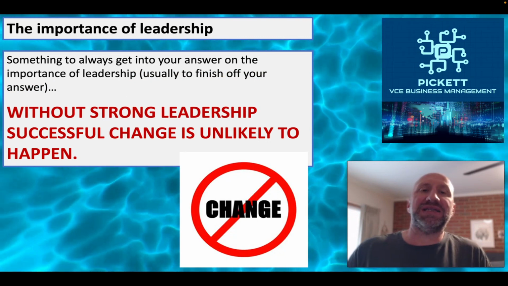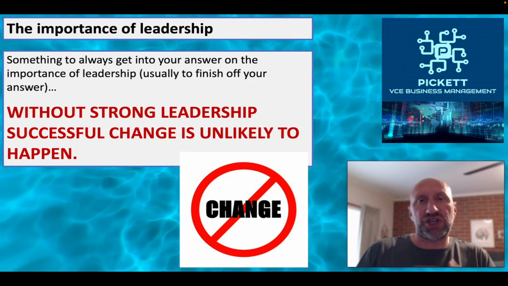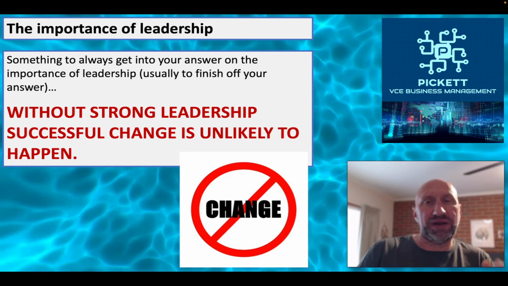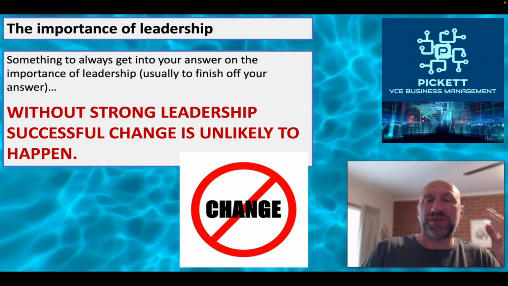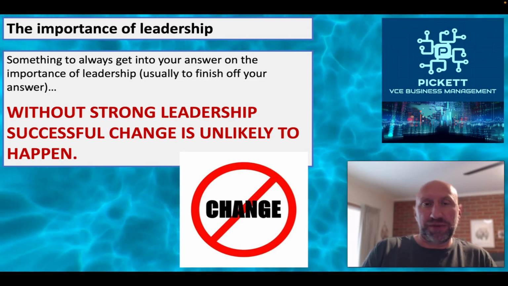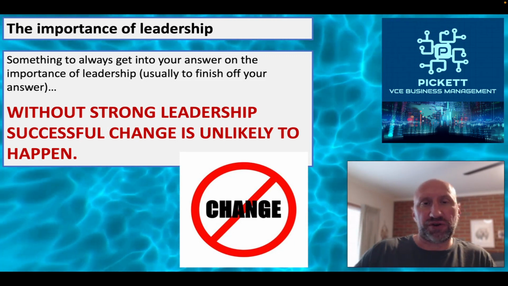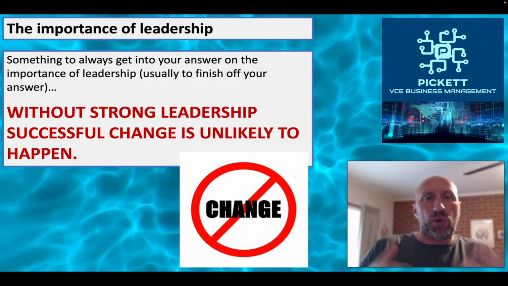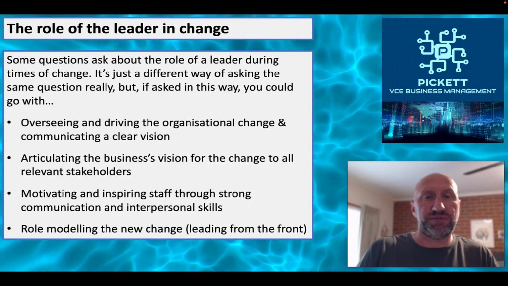Something really important to add in here, whatever you are writing in a response about leadership in change and the importance of leadership in change, always get this point in, and I would generally use this to finish off whatever you're saying. The point being, without strong leadership, successful change is unlikely to happen. Okay, fundamentally, that underlines the whole thing. If you don't have a good leader taking you through change, that change is not going to happen. So I would always use this just to finish off or conclude whatever you're saying in response to a question on this topic. Okay, really, really important point to make.